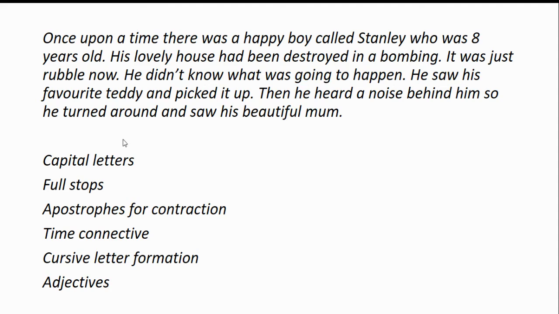Within this piece of writing, you will notice that I have used capital letters. Can you see at the beginning of each of my sentences, I have used a capital letter. I've also used a capital letter for the name of the boy in my story. You'll also notice at the end of my sentences, I have put a full stop because that's really important, isn't it? Okay, the next one, apostrophes for contraction. For example, I have put didn't in my writing. Didn't is short for did not, but I need to use an apostrophe because I've joined them to make the one word.